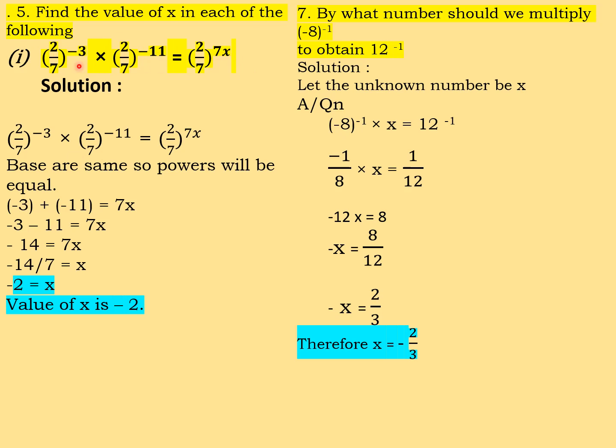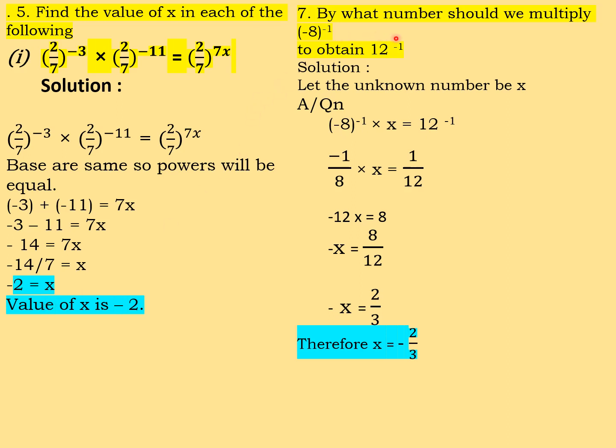This is again a rule. When the bases are the same, all the powers can be equated. So minus 3 plus minus 11 is 7x. Now minus 3 plus into minus is minus. Minus 3 minus 11 is 7x. Minus 14 is 7x. So x will be minus 14 by 7. That is, x is equal to minus 2.